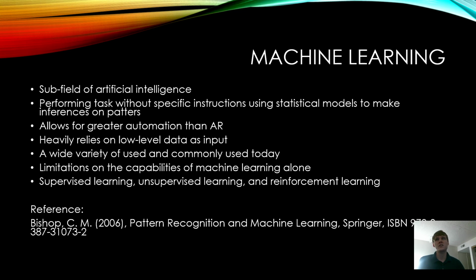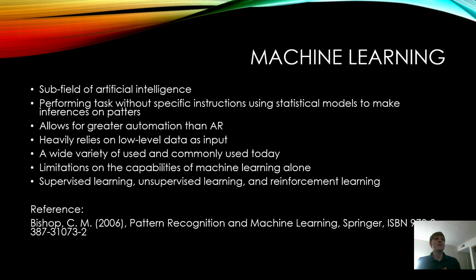Within machine learning, there are different types: you have supervised, unsupervised, and reinforcement learning, which are ways that the machine will learn and develop the data it's given, or also the ways to give data as well. It's also a subfield of artificial intelligence.